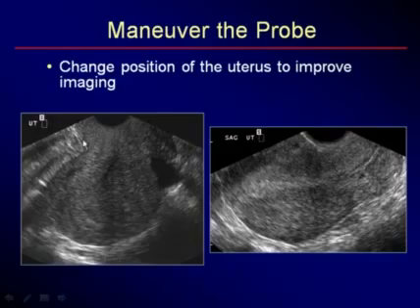Another example: the uterus looks kind of clumpy, kind of parallel to the beam, and we can't resolve even the endometrium. We push the probe into the anterior fornix, and that brings us closer, puts the uterus in a more perpendicular orientation, and we can actually measure the endometrium and see things much better.